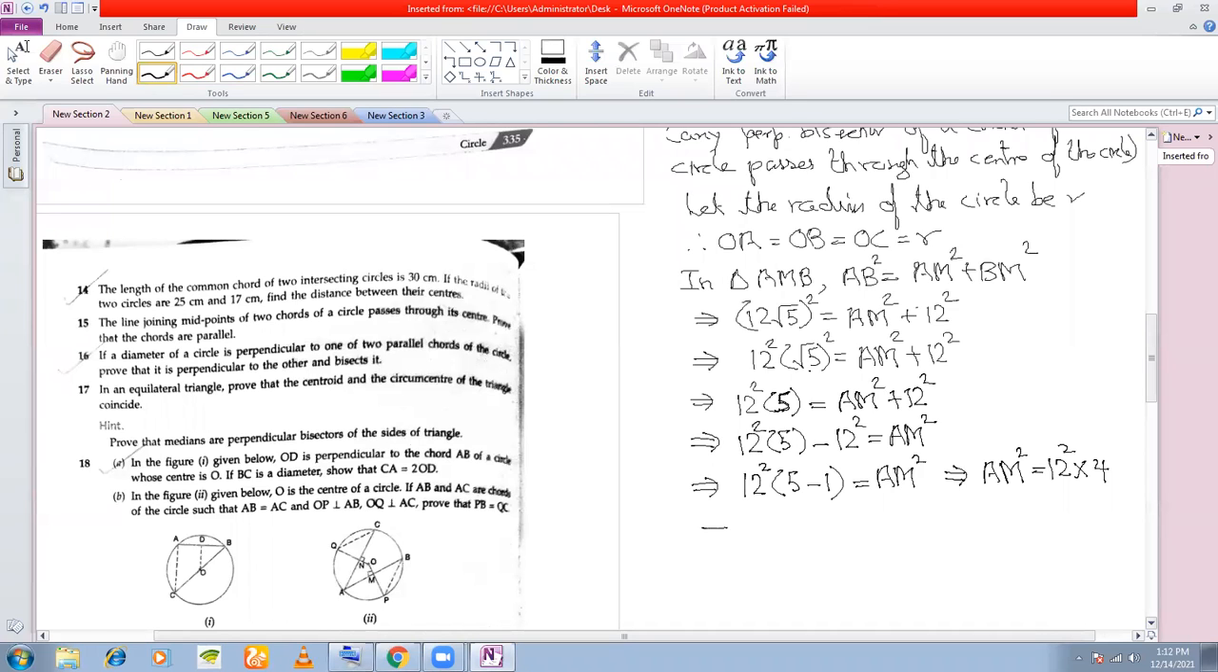Now I keep 12 square into 5 the same. I am not multiplying. Okay. And this 12 square I transpose to this side. So it becomes minus 12 square is equal to AM square. This step is clear.